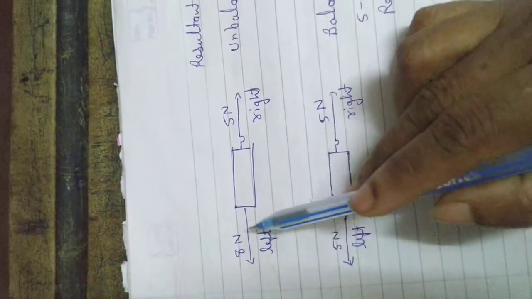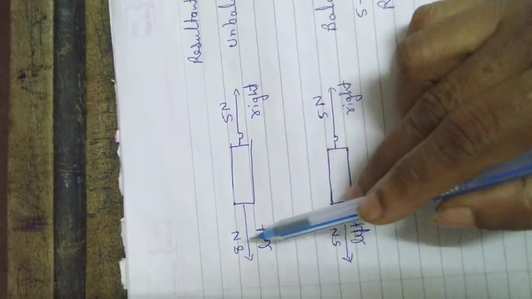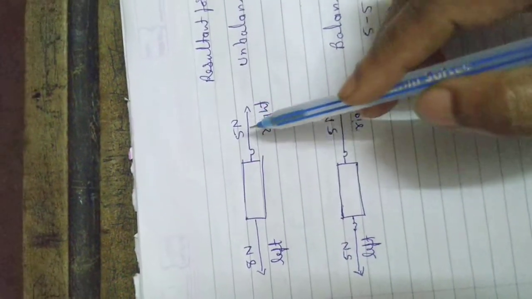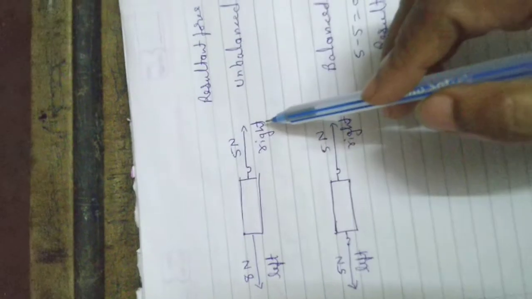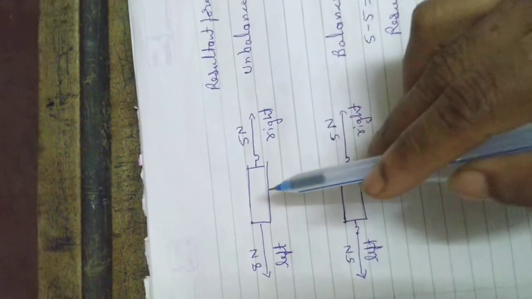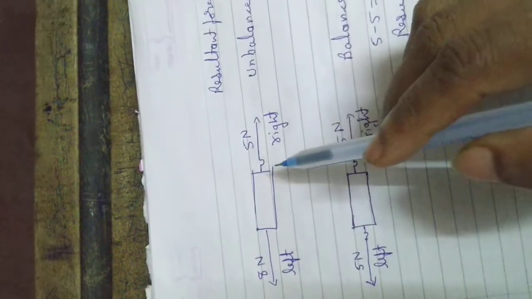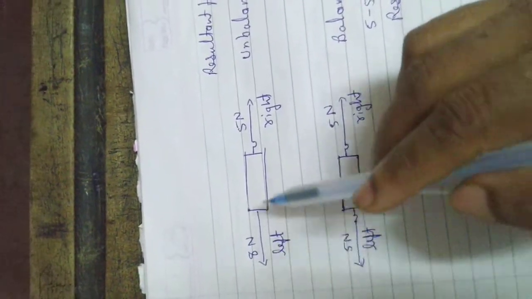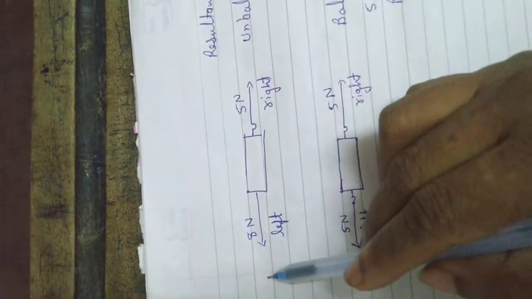So on the left hand side the force exerted is greater than the right hand side. This is 8 Newton, this is 5 Newton. That means both the forces are not equal. Unequal forces are applied in opposite directions. And under these circumstances, we are sure that on the left hand side, when the force is more, the body is going to move on the left hand side.